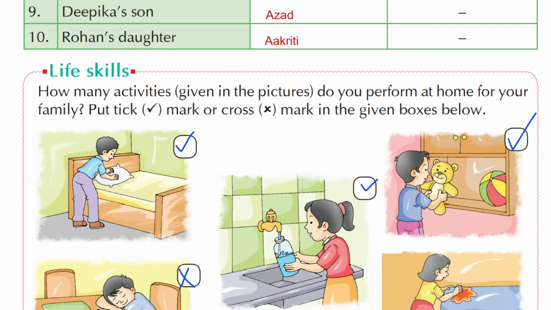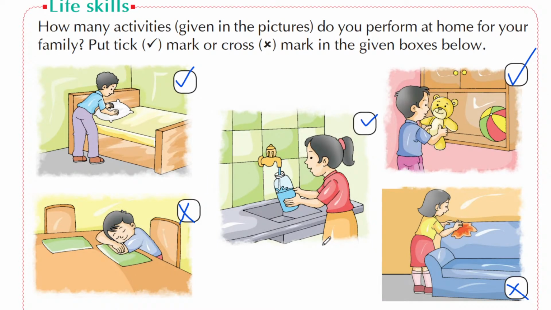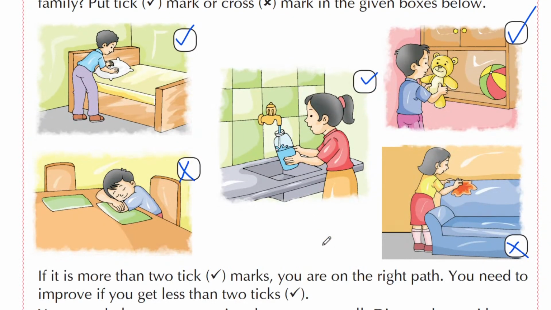Now you have to tick the activities that you perform at your home. You will put a tick mark if you perform that activity and you will put a cross if you do not perform that activity. Just for example, here this child is cleaning his bed and arranging the pillow properly. So if you do this activity regularly, you can put a tick here.